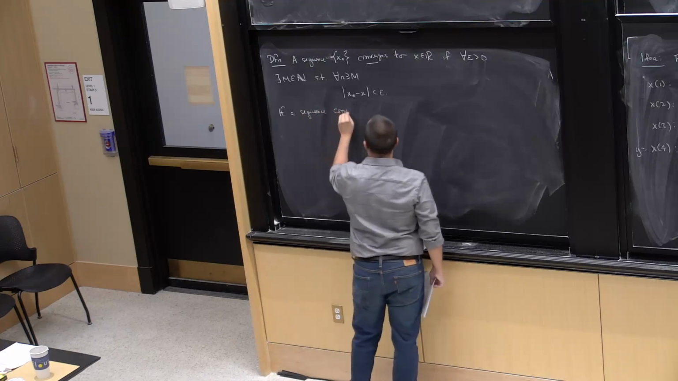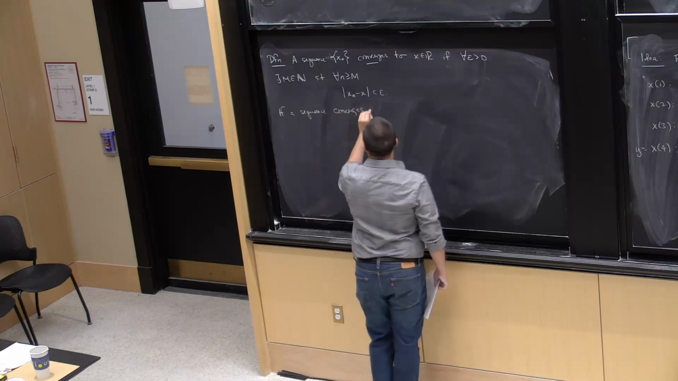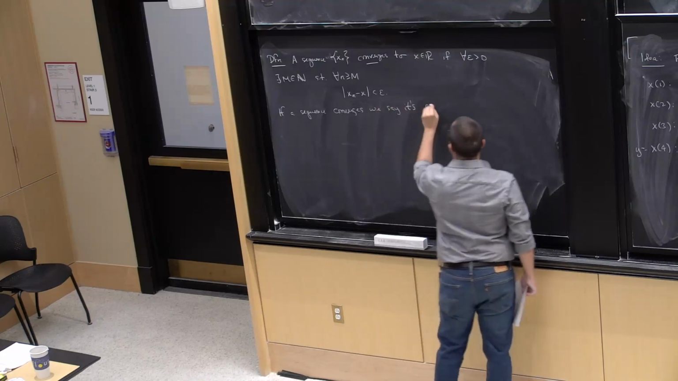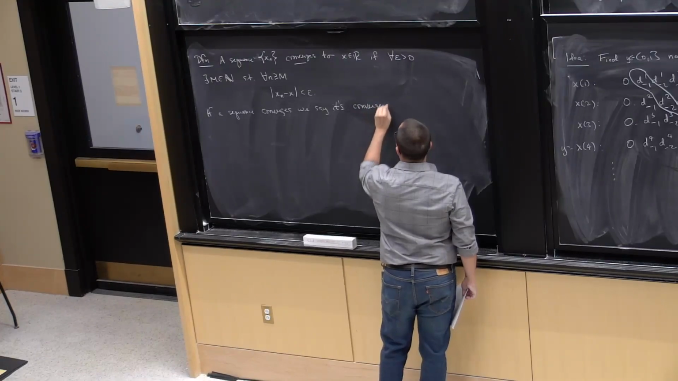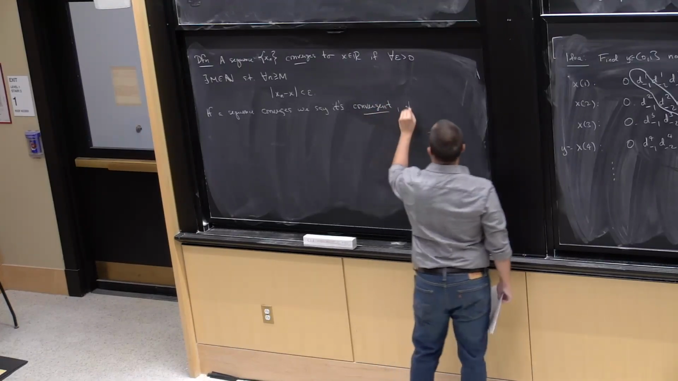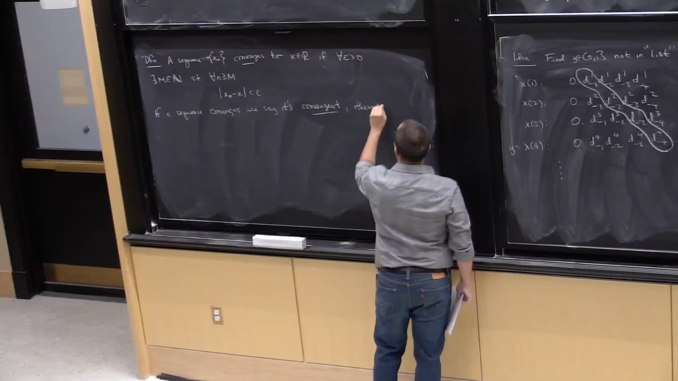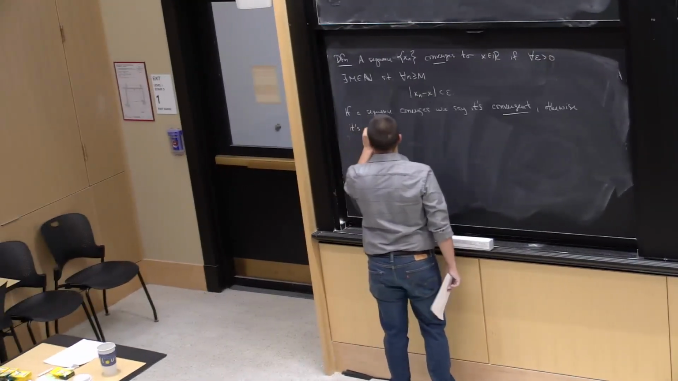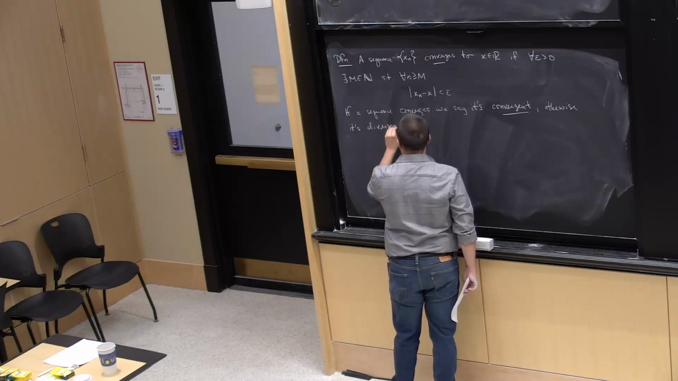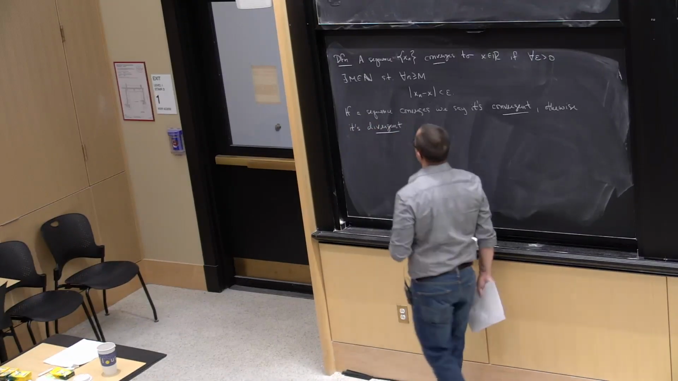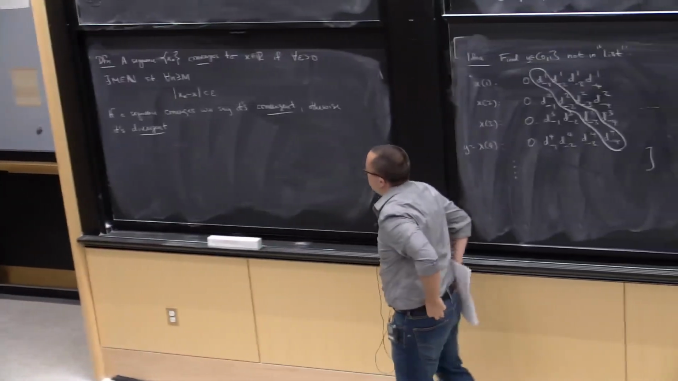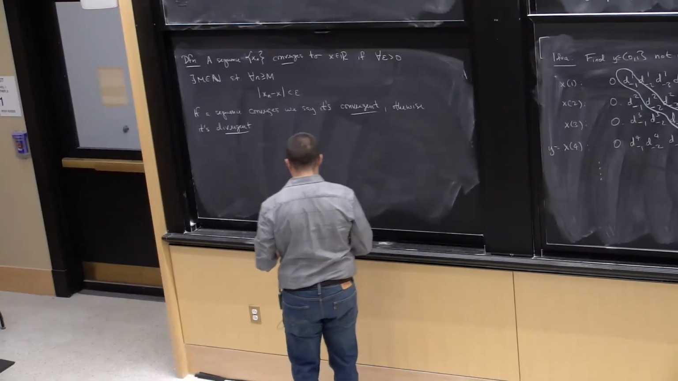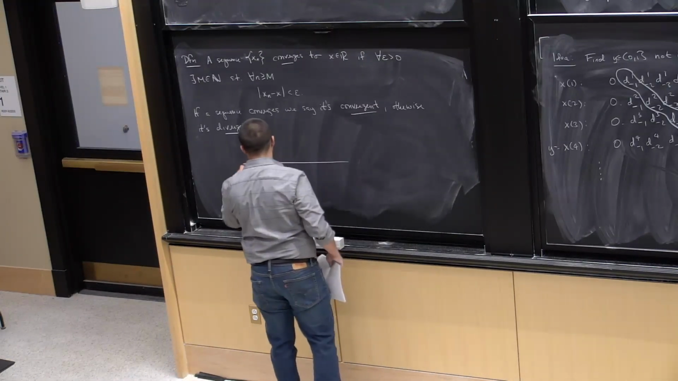If a sequence converges, we say it's convergent. Otherwise, we say it's divergent. Okay? So, all right, let me draw a little picture of what this is meant to be.